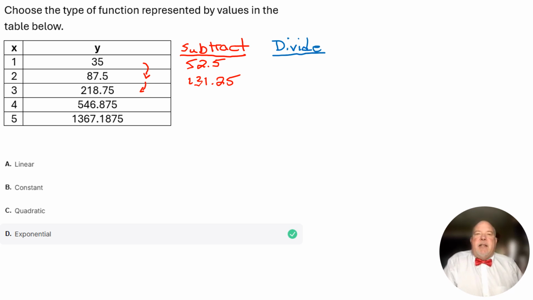And so I'm going to do 87.5 divided by 35. And when I do that, I get 2.5. And when I do 218.75 divided by 87.5, I get 2.5. And if I check all the rest of these values here, they all come out to 2.5. So since that's consistent, that means that this is an exponential function.